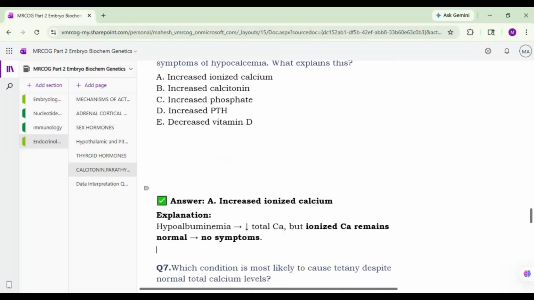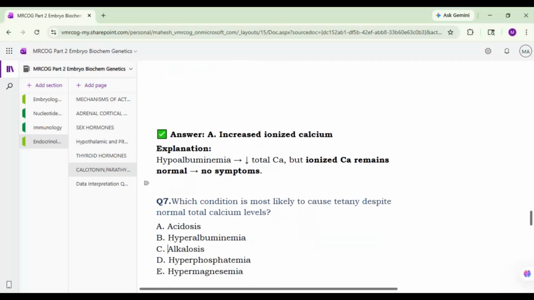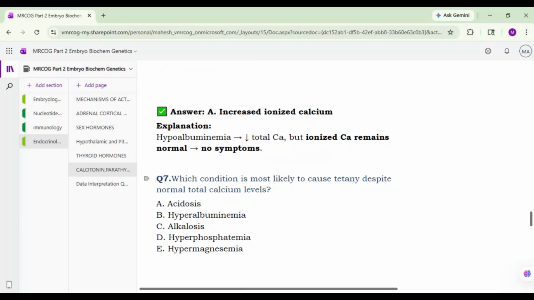Because hypoalbuminemia is there, there is decreased total calcium, but ionized calcium remains normal. So no symptoms. Next. Which condition is most likely to cause tetany despite normal total calcium levels?